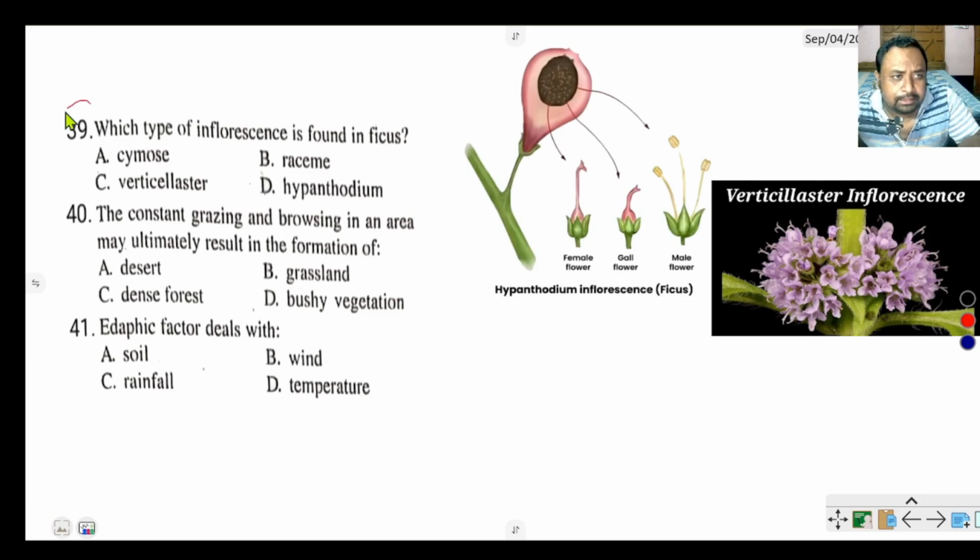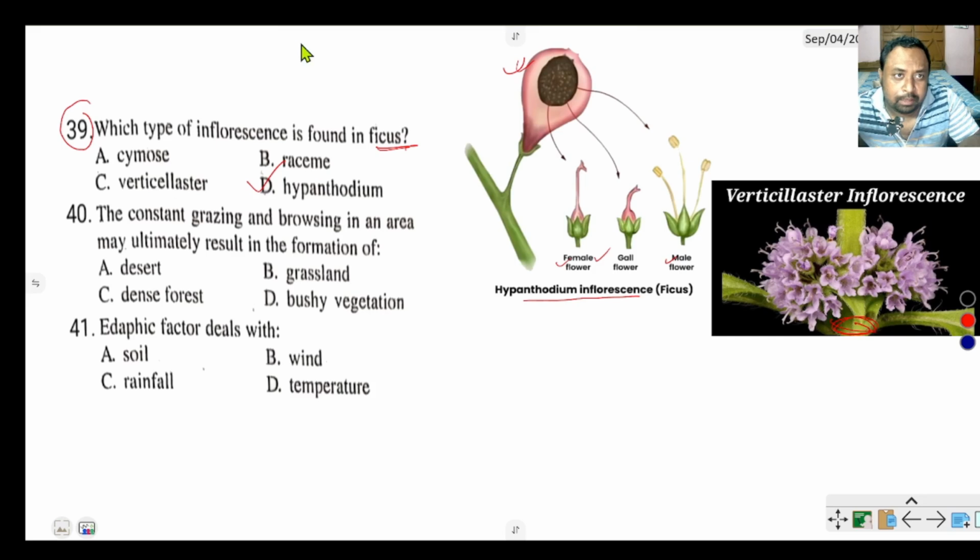Question number 39 says, which type of inflorescence is found in ficus? The ficus plant has a hypanthodium type of inflorescence, where this is the fruit, and inside the fruit three types of flowers are present: male flowers, female flowers and neuter flowers. That is hypanthodium. Verticillaster type of inflorescence is where, at the node portion, the flowers are present in whorl condition.